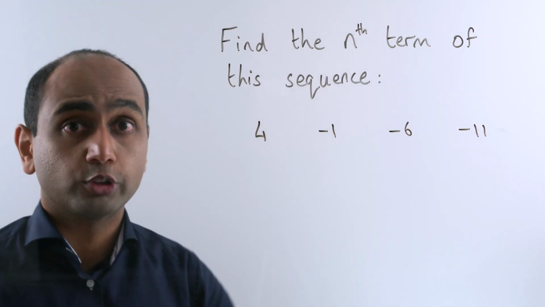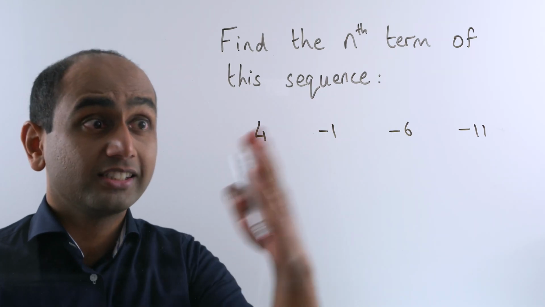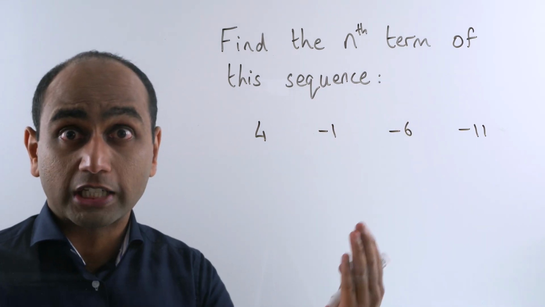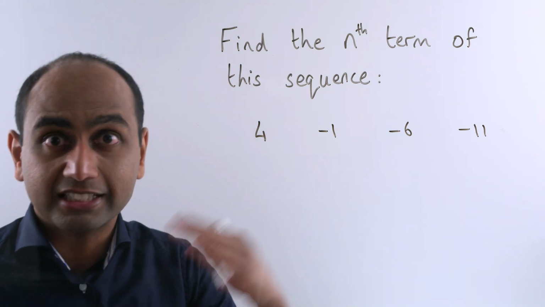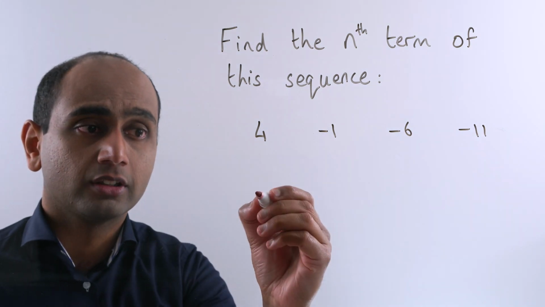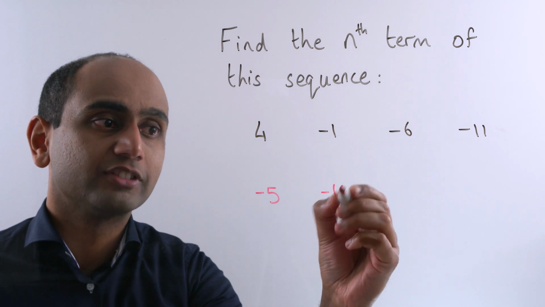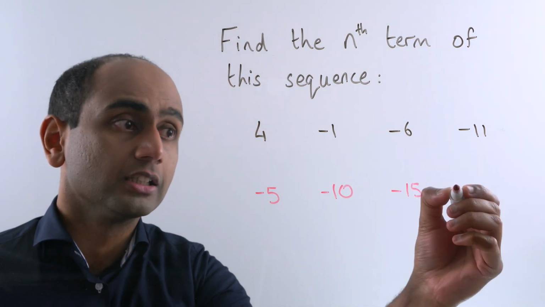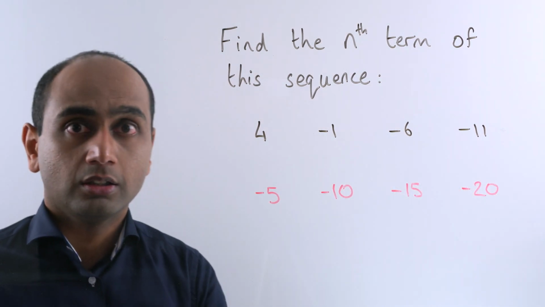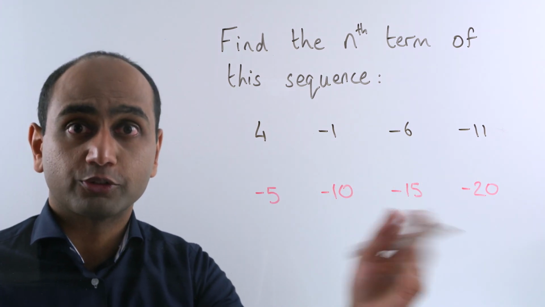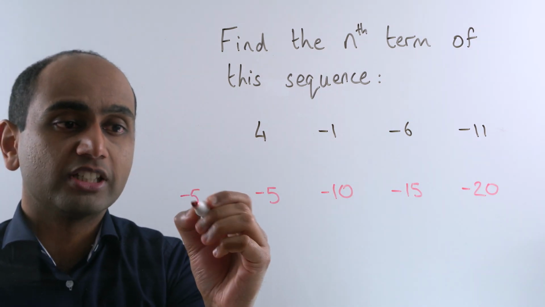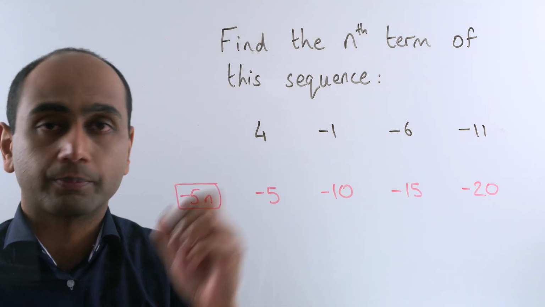Here's one for you to try for yourself. Here's the answer. This sequence is going down in steps of 5. So I'm going to write my negative 5 times table underneath. Negative 5, negative 10, negative 15, and negative 20. This sequence is going down in steps of 5. And the nth term of this sequence is negative 5n.